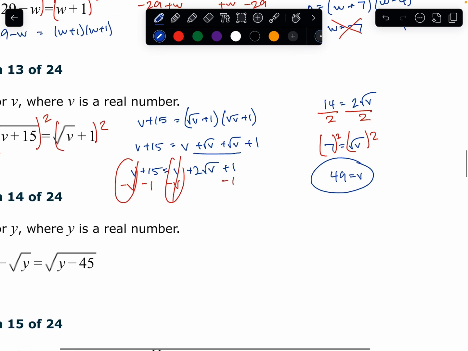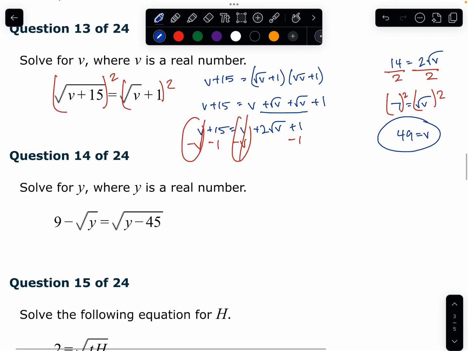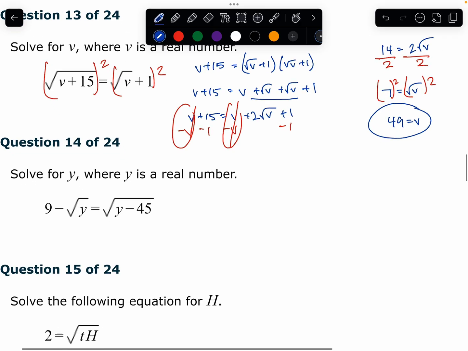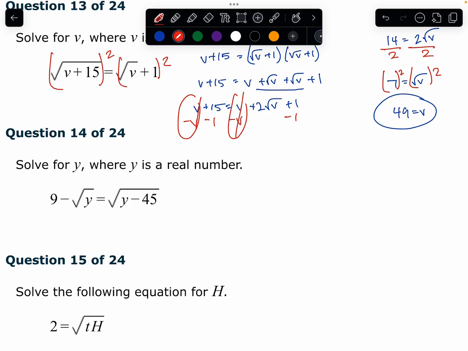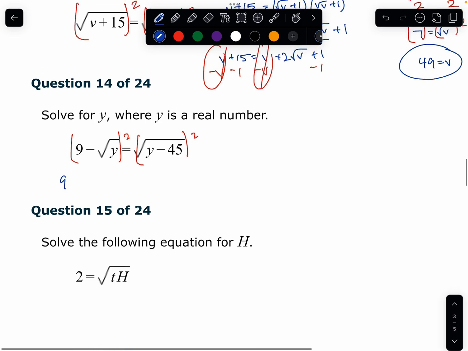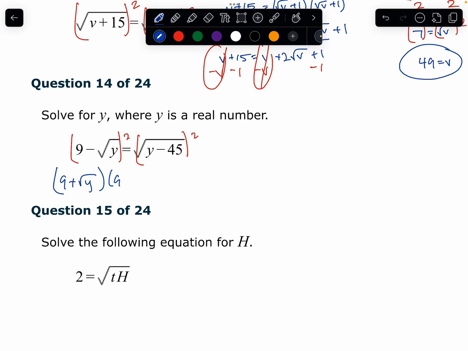Okay, that one's definitely a tough one. And I think we're going to have something similar here. We're going to do the same thing here, and it's going to be a very similar process. We have radicals on both sides, and there's really nothing we can do about it. So the best thing to do right now is just to square both sides. So on the right side, you're going to get 9 minus the square root of y times 9 minus the square root of y. I accidentally wrote plus. Okay, and that's going to be equal to y minus 45.